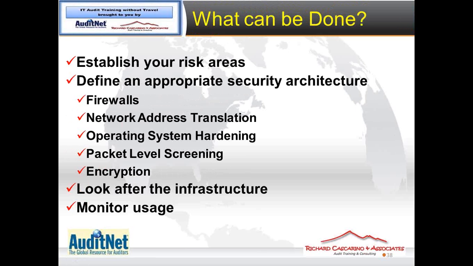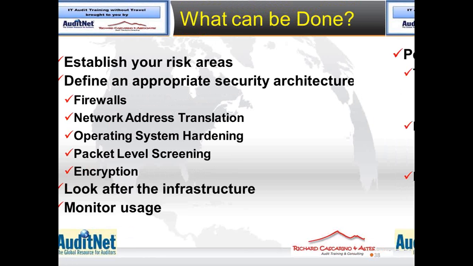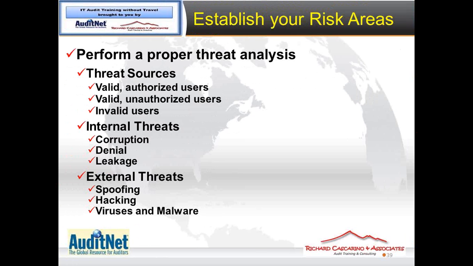In other words, what we're trying to do is establish our risk areas and then harden it to look after the infrastructure. And that should cut out the accidental or the intentional to a certain extent. But preventative controls are never 100% effective, so we need to monitor usage to find out who's trying to come in, who's actually coming in, and how are they coming in, how can we block it. To establish our risk areas, we need to do a proper threat analysis.